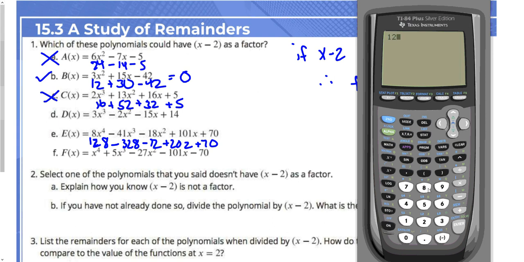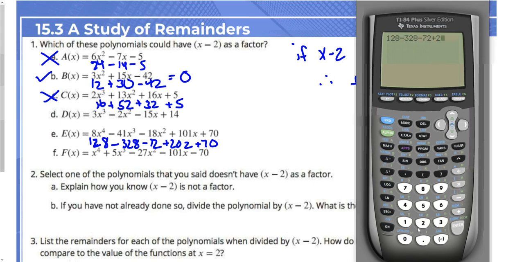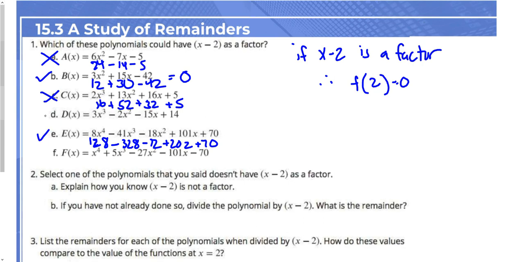So 128 minus 328 minus 72 plus 202 plus 70. Oh, perfect. It does come out to 0. Okay, and I guess that does make sense. Oh, you know what? I see it here because that's 200. So it's going to be negative 200 plus 202 is going to be 2, and then that's going to be negative 2. So yeah, E totally works. Okay, so we know that x minus 2 is a factor of those. As an exercise, you can do the other two.